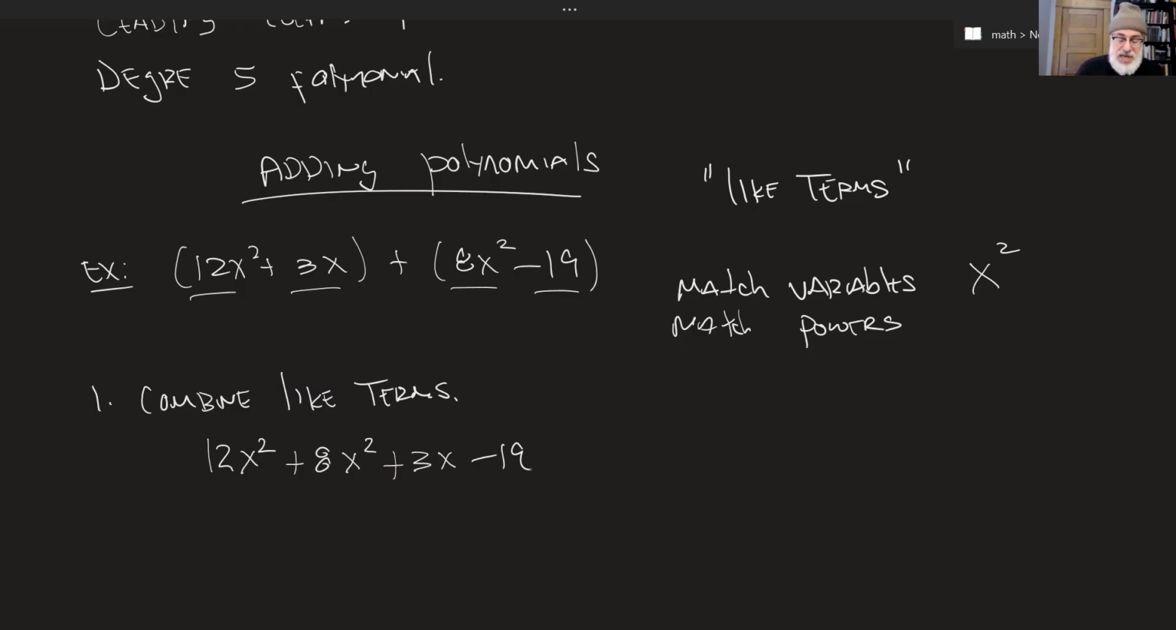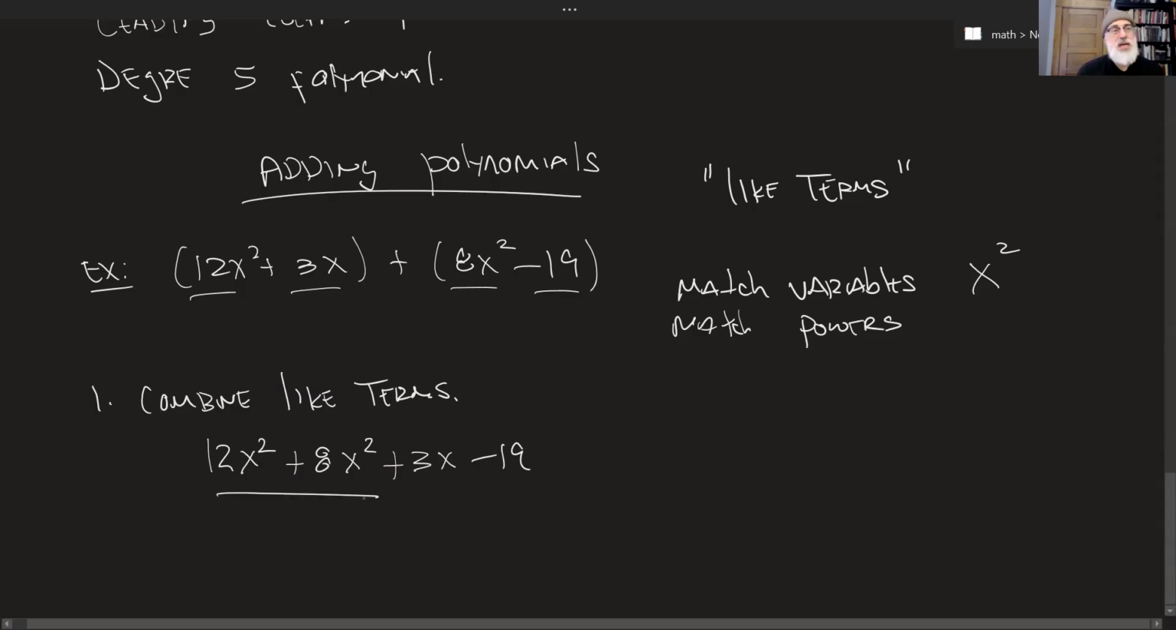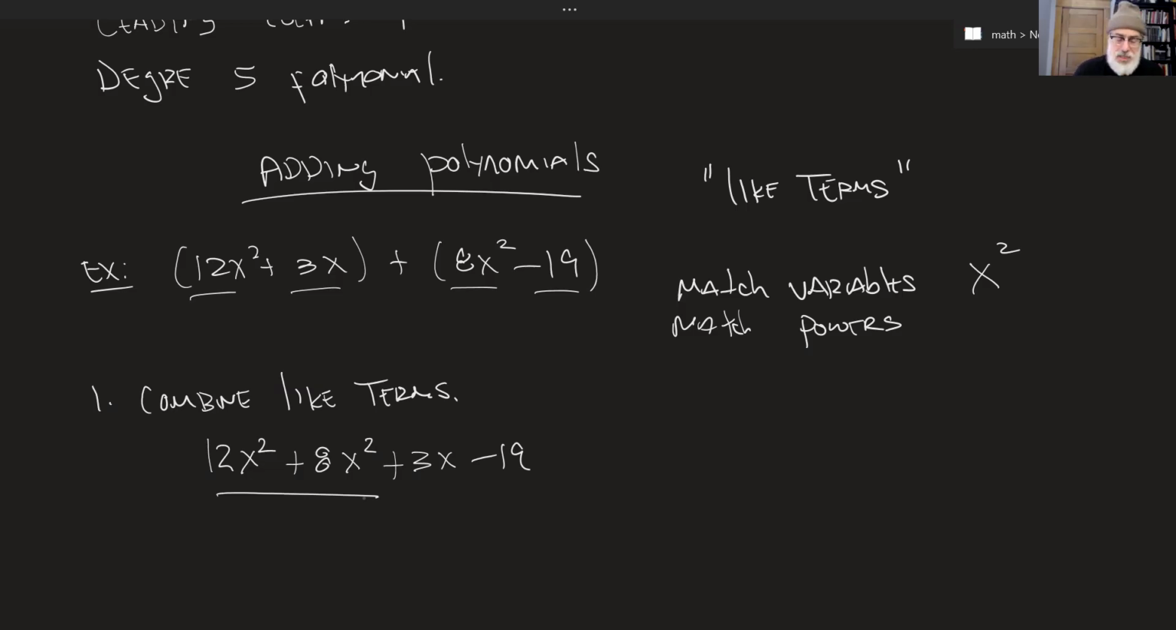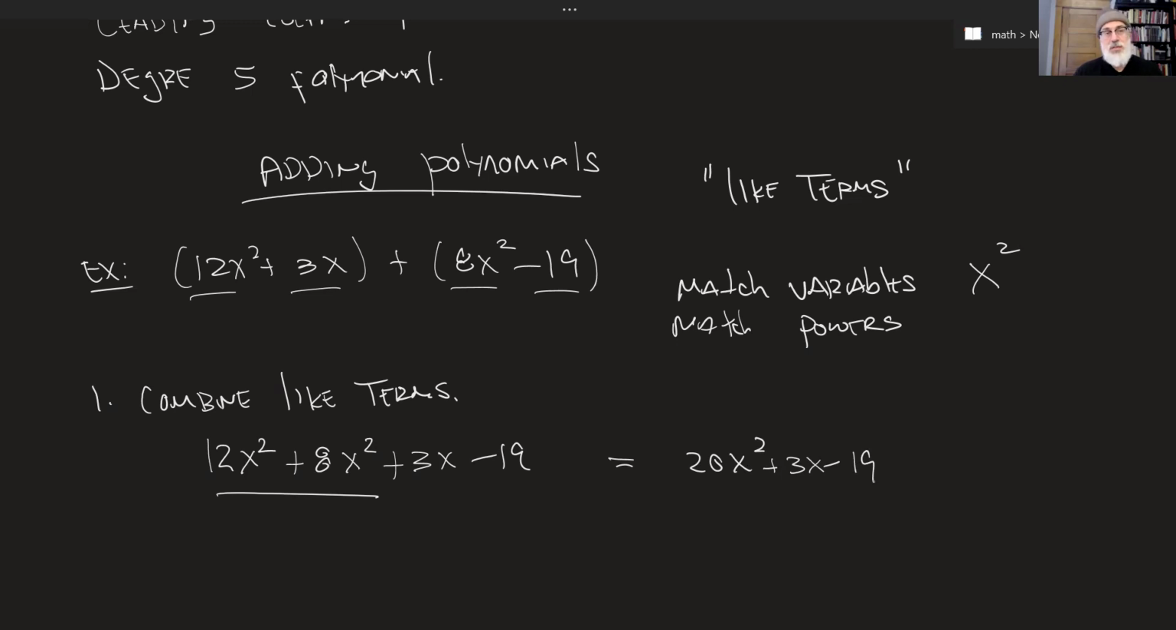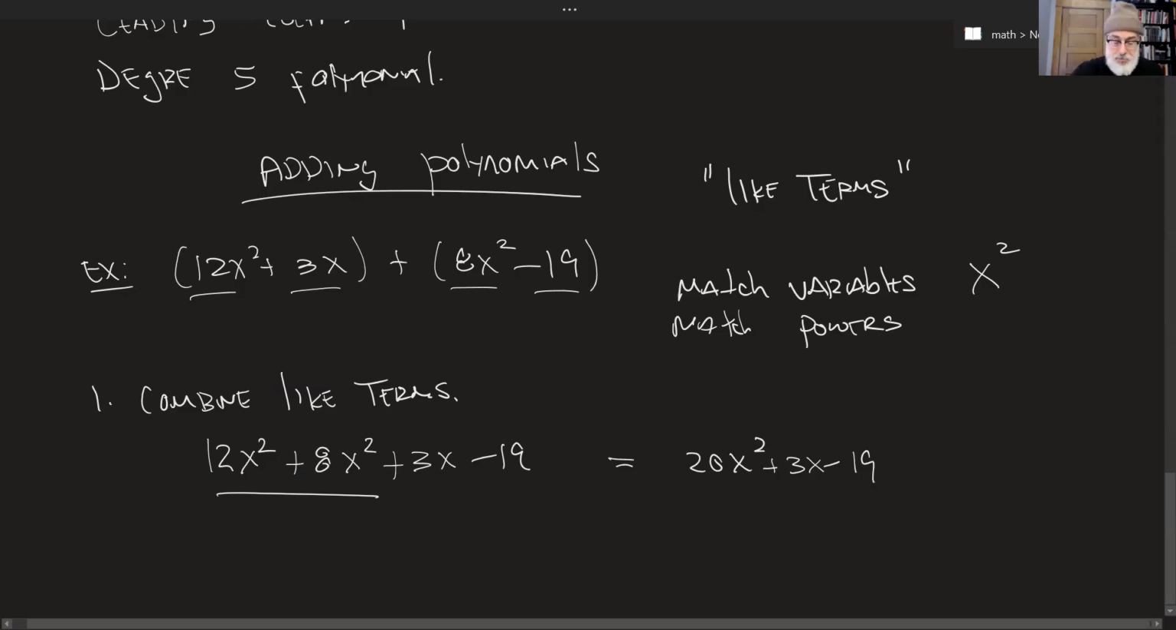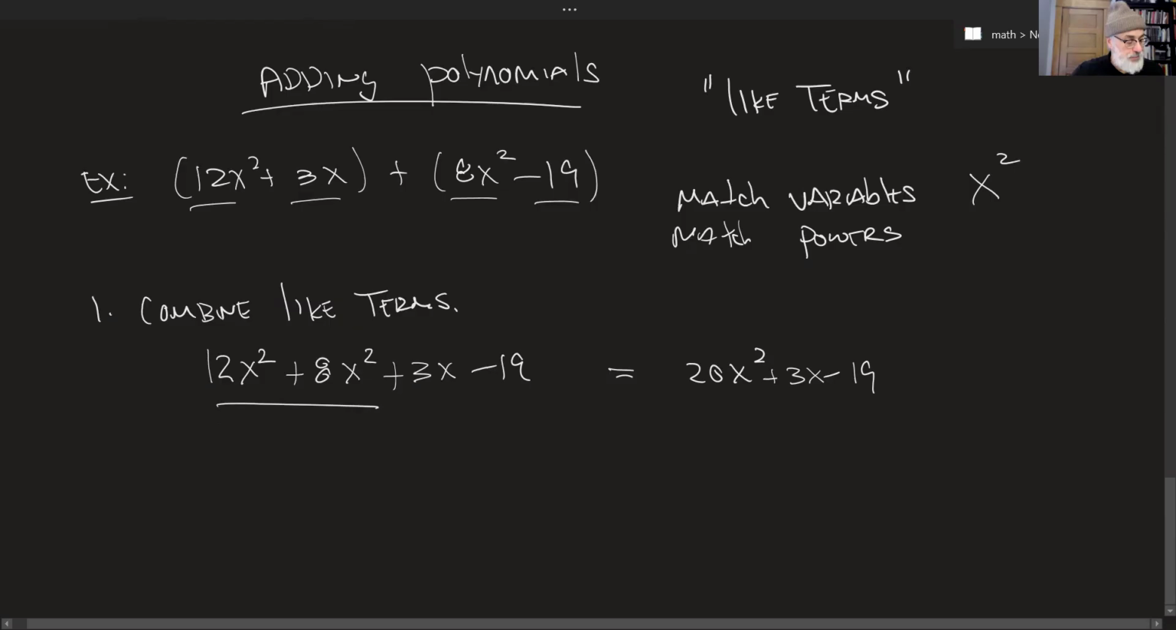And now we can add those that are the same. The only thing here that's the same is the x squareds. And so we're going to add the coefficients. So 12 plus 8 is 20, plus 3x minus 19. So that's it. That's all we can add. We can't add 3x and 19 because 19 does not have an x. And we can't add 3x to negative 19 because, well, 3x has a variable.